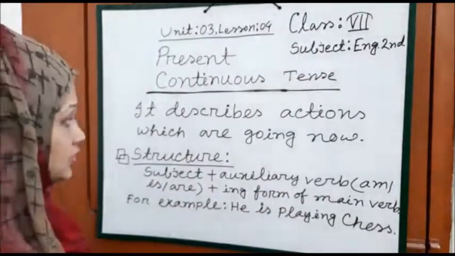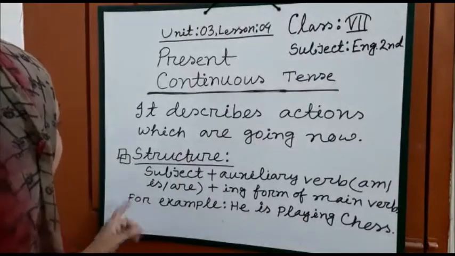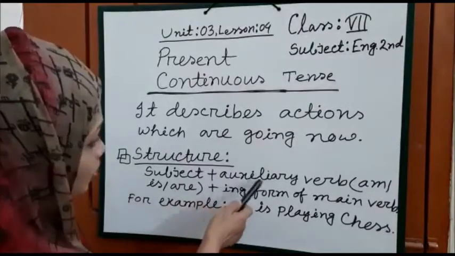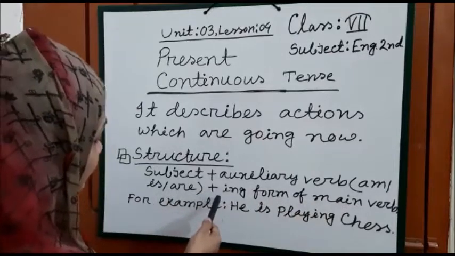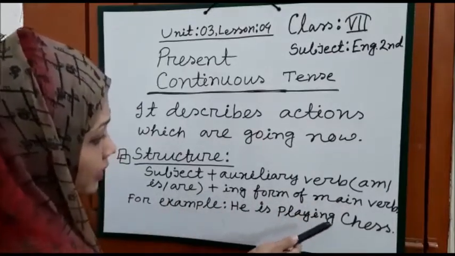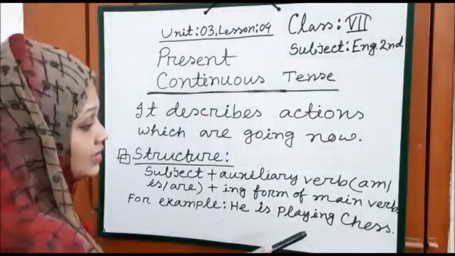Suppose I am teaching you. So I am giving the main structure: subject plus auxiliary verb am, is, are plus the ing form of the main verb. For example, he is playing chess.